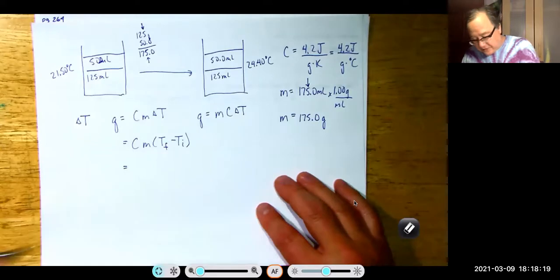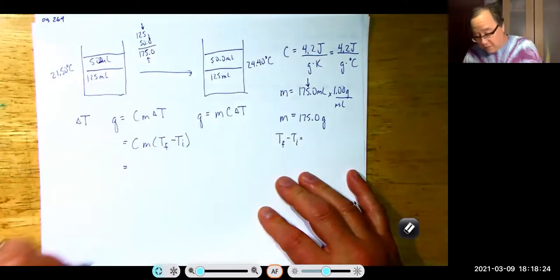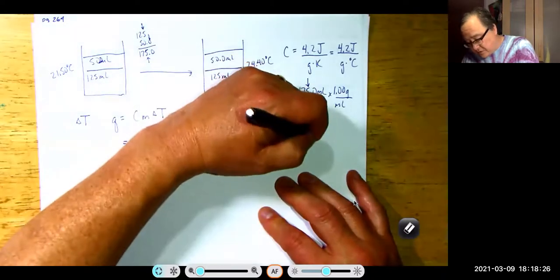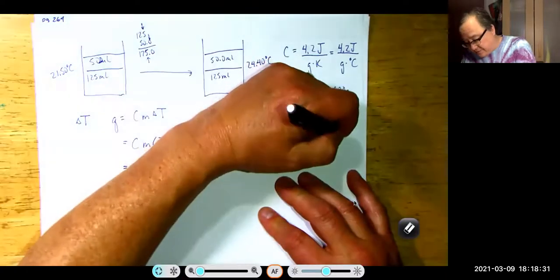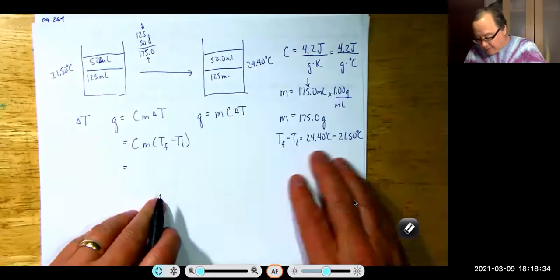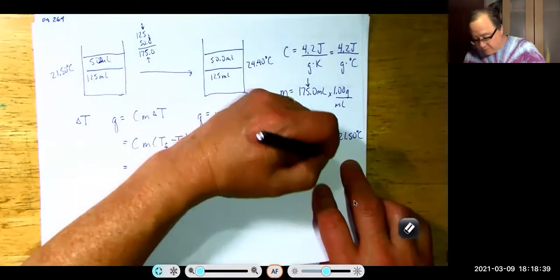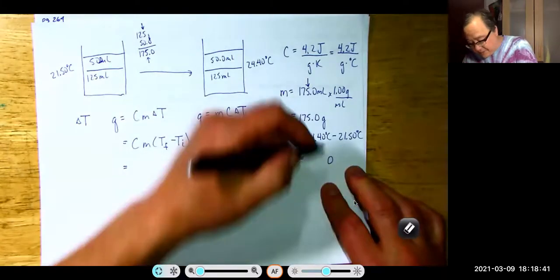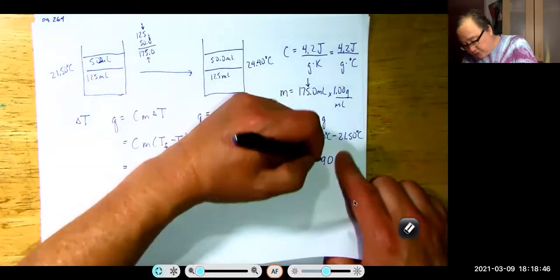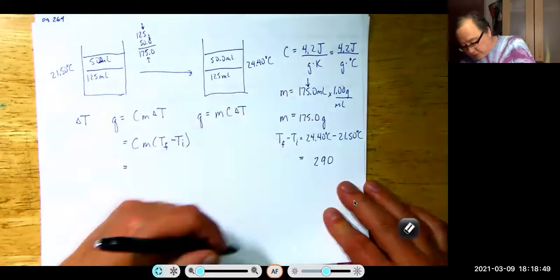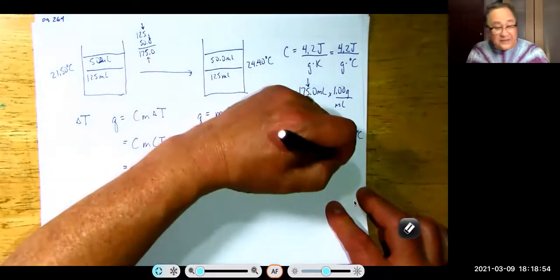And for T final minus T initial, we have 24.40 minus 21.50. So I've got my units, I've got my numbers. And when I do the subtraction, 0 minus 0 is 0. 4 minus 5, I have to borrow 1, and that becomes 9. So that's now a 3. 3 minus 1 is 2. And of course, the decimal goes right there. And then 2 minus 2 is 0. So the difference is 2.90 degrees Celsius.